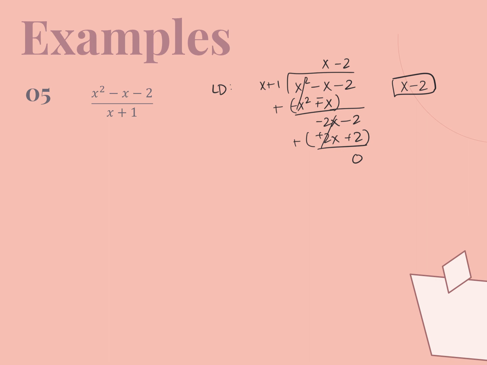Okay? Now, let's do it using synthetic division, which I just misspelled. So let's try synthetic and see how it looks different. So my divisor is x plus 1. Okay, now remember, the divisor is in the form of x minus c.